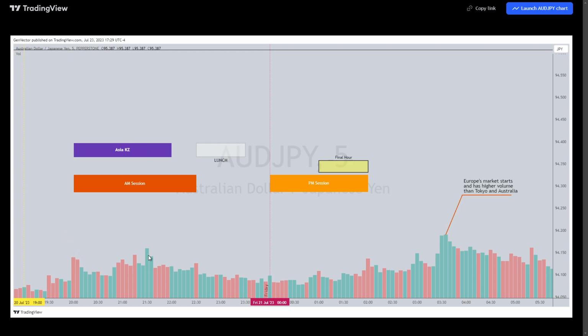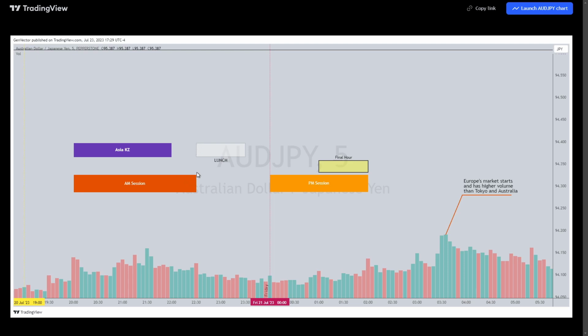Then we have something happening right around this 9:30 time, which is within the Asia kill zone. I'm going to dub this the AM session for Asia. It's their morning, so it makes sense. Even though I'm in North America, it's their AM session, so I'm going to list it as the AM session.